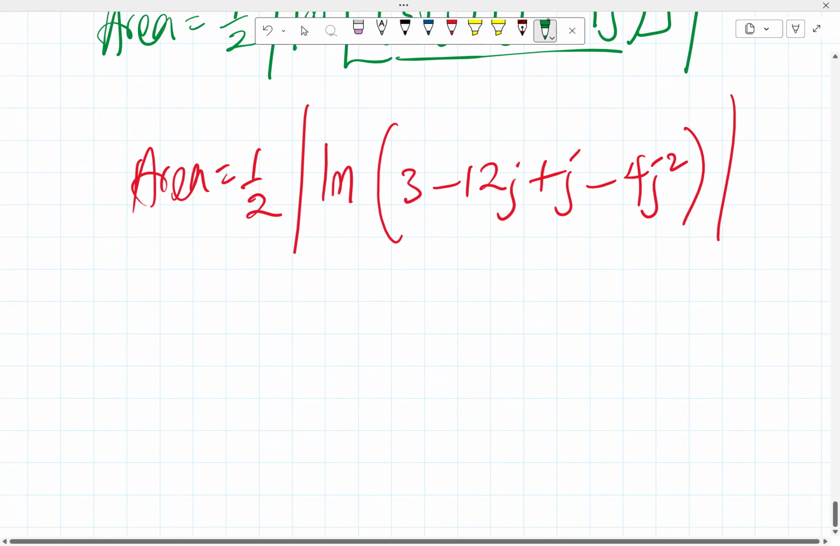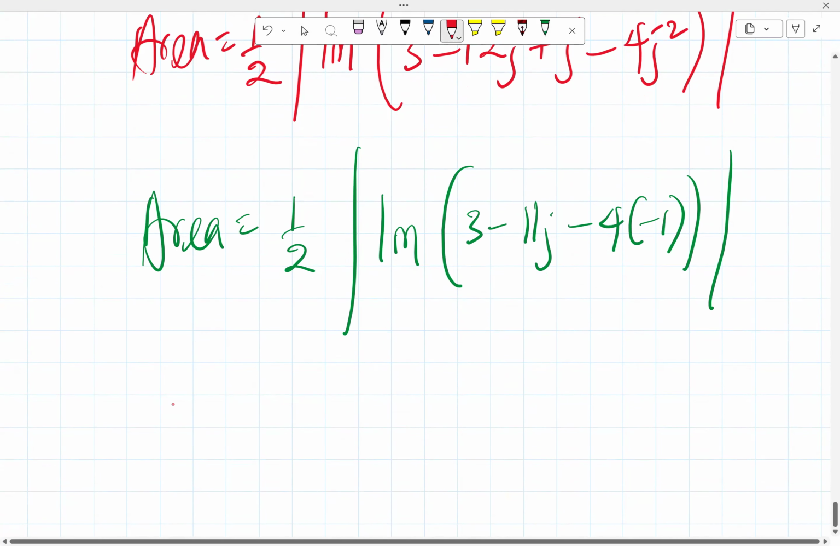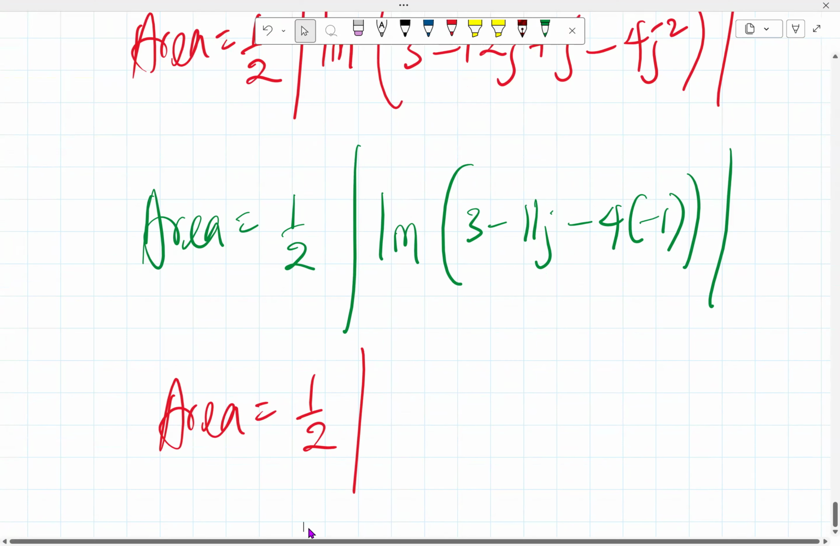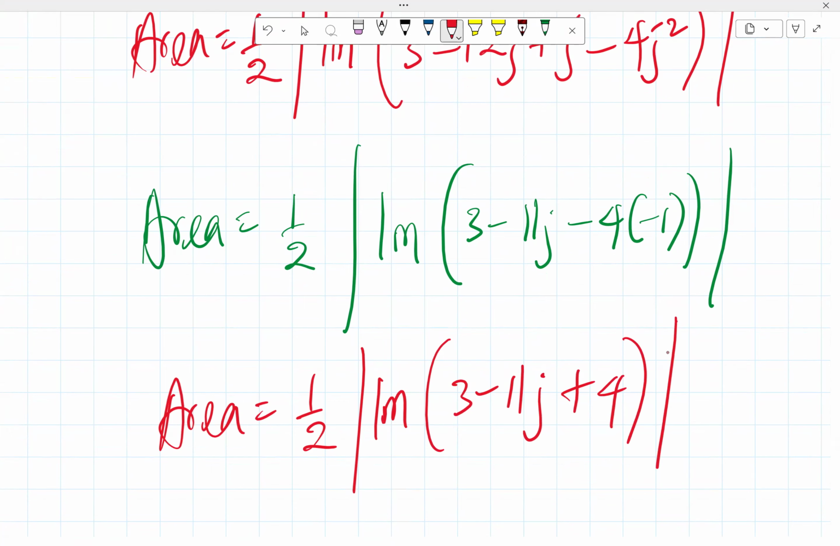So the area is 1 over 2, the absolute value of the imaginary part of 3 minus 12j plus j, that's minus 11j, then for this, we have minus 4 j squared. j squared is minus 1; we've done all this in previous videos. So minus and minus gives plus, that's plus 4.